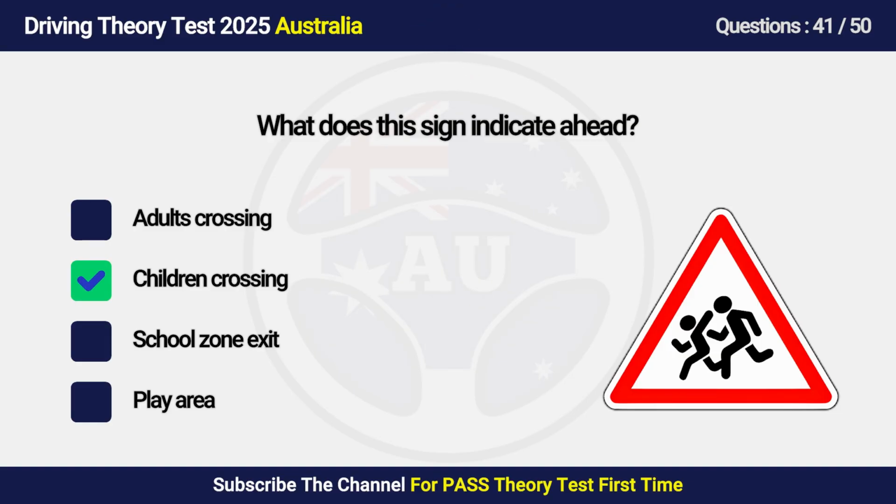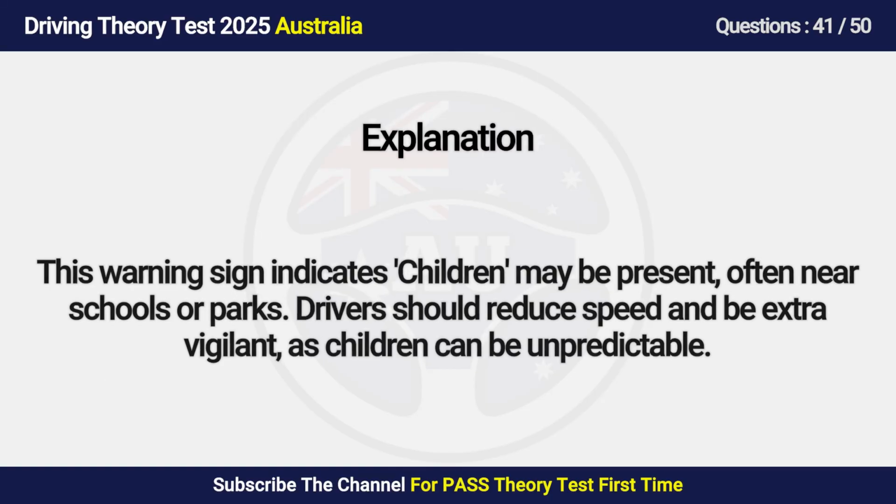Answer is B. Children crossing. This warning sign indicates children may be present, often near schools or parks. Drivers should reduce speed and be extra vigilant, as children can be unpredictable.